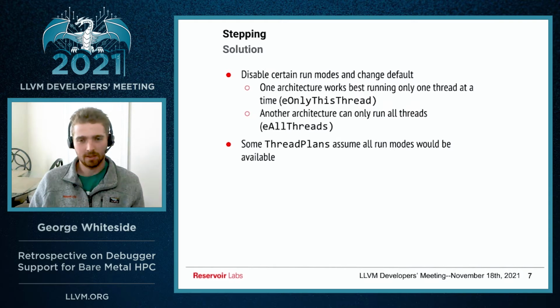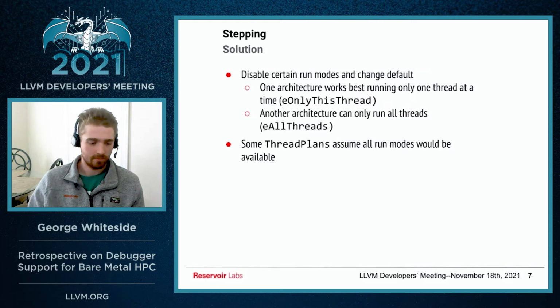However, this caused some issues with some of the thread plans that are provided by LLDB to provide some convenience in handling to the users. Where these thread plans would assume that all the run modes are available or would default to certain run modes that were unavailable for our architectures. We ended up having to work around this and even disable some of the thread plans.